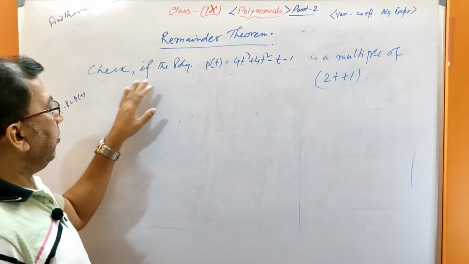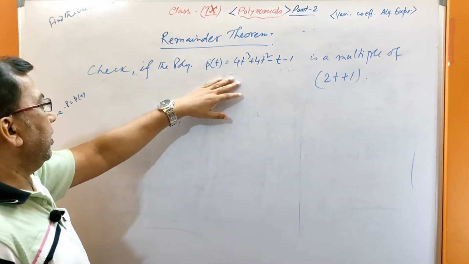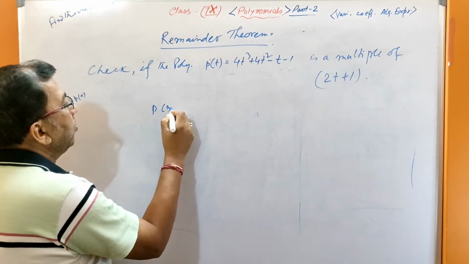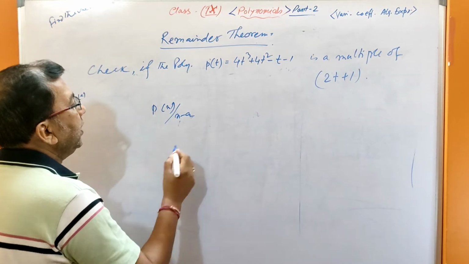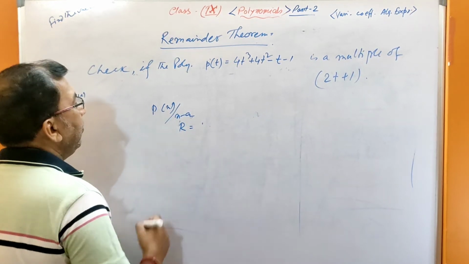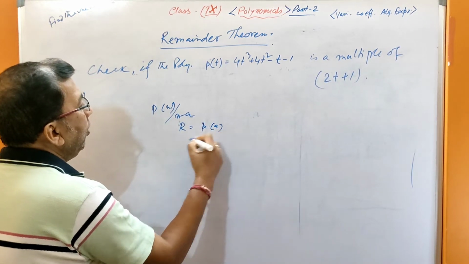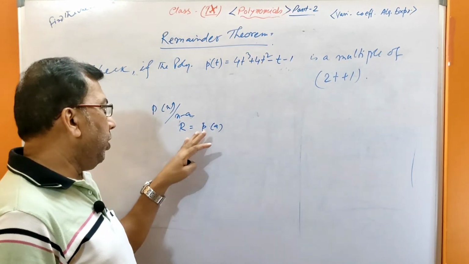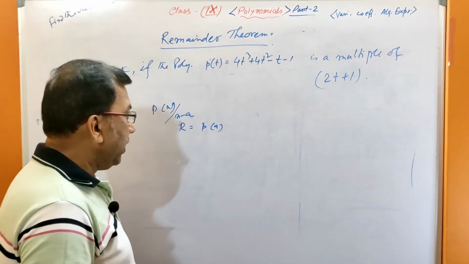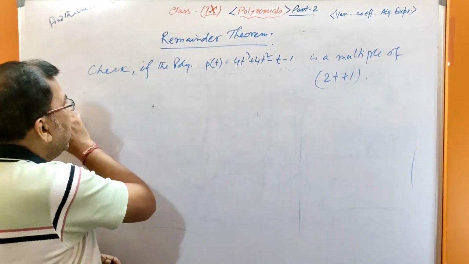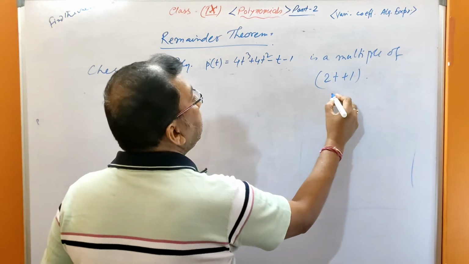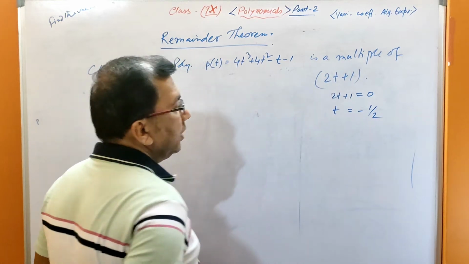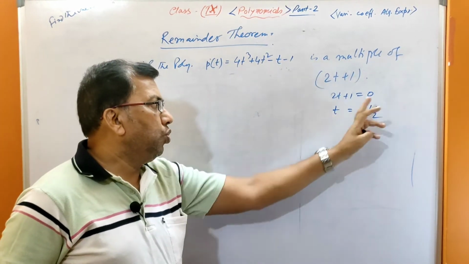Same thing here, p(x) equals this. If p(x) is divided by x minus a, then the remainder equals p(a). We learned that if p(x) is divided by x minus a, the remainder will be p(a). So here what will be the a? Here 2t + 1 equals 0, that means t equals minus half. Clear? 2t equals minus 1, t equals minus half.